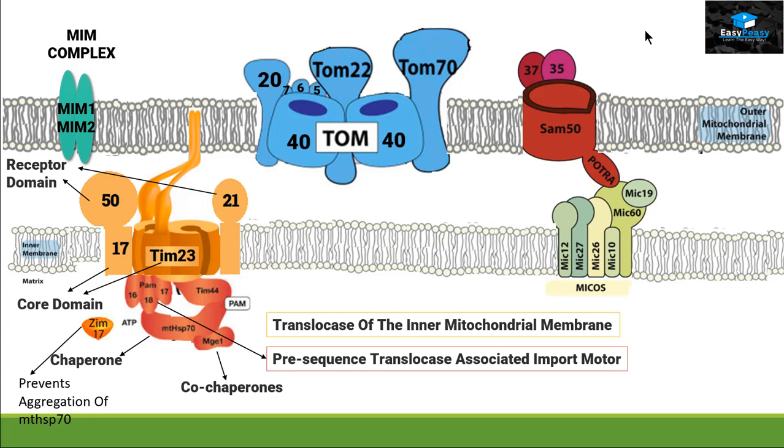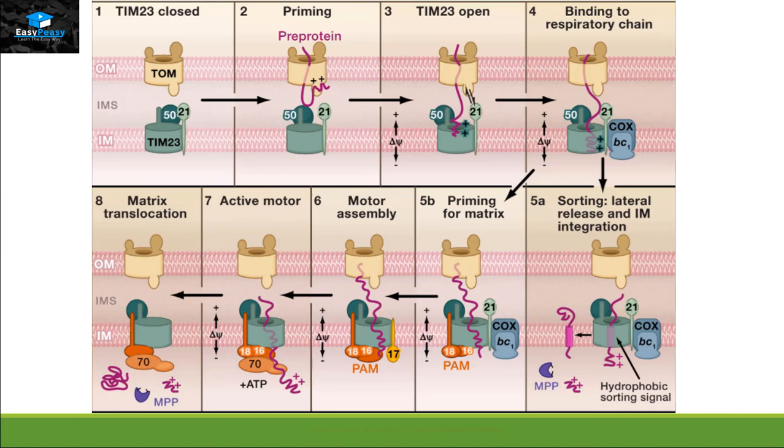Now let's see how this Tim23 is going to perform its function. This is a step-by-step picture for how Tim23 is going to work. Right now there is no protein coming up. This is the outer membrane having the Tom complex, and this is the inner membrane having the Tim23 complex. Right now the PAM complex is not attached to it and Tim23 is closed because Tim21 and Tim50 are just connected with each other. When the protein is recognized and passes through the Tom complex, the pre-sequence of that protein will be recognized by Tim50 and Tim21.